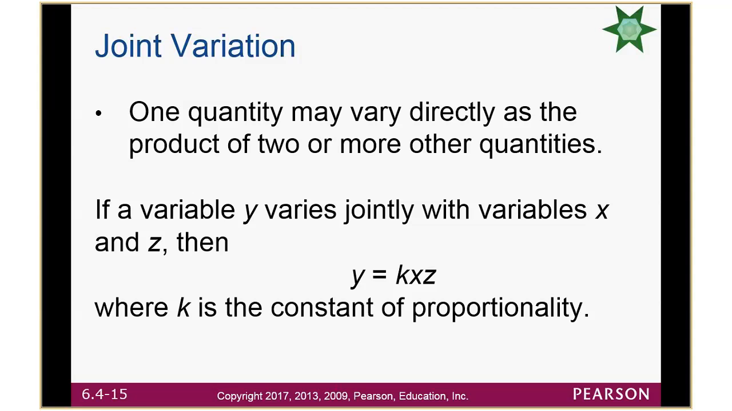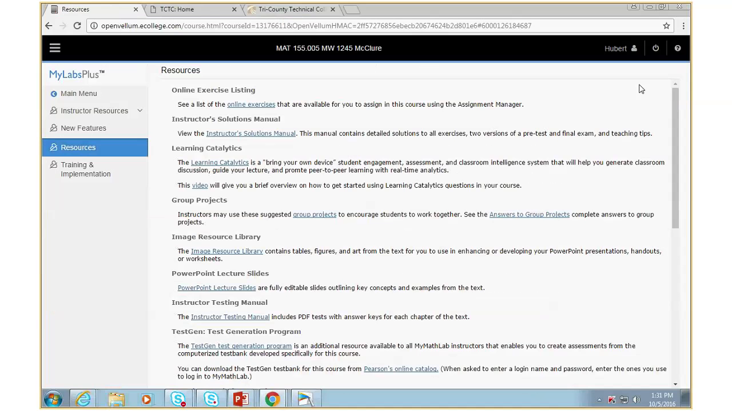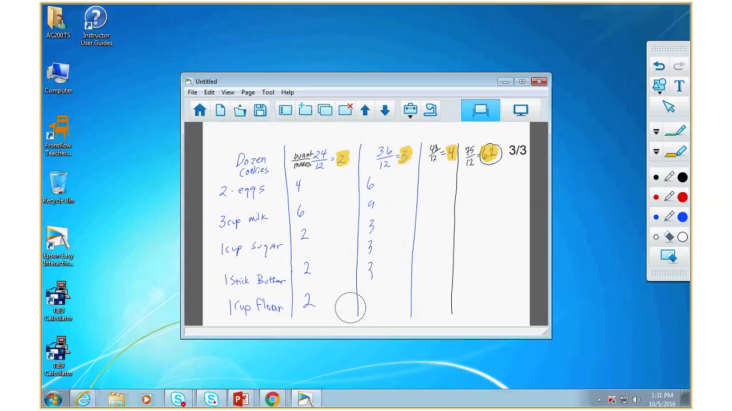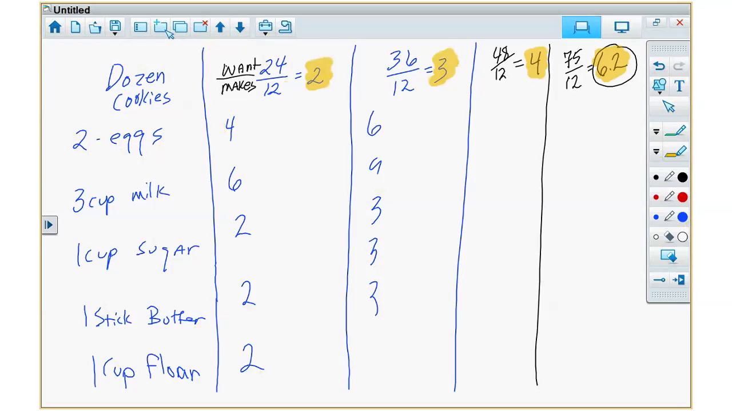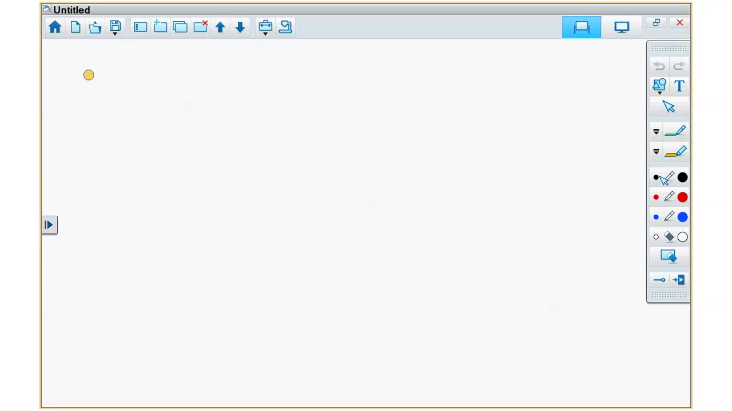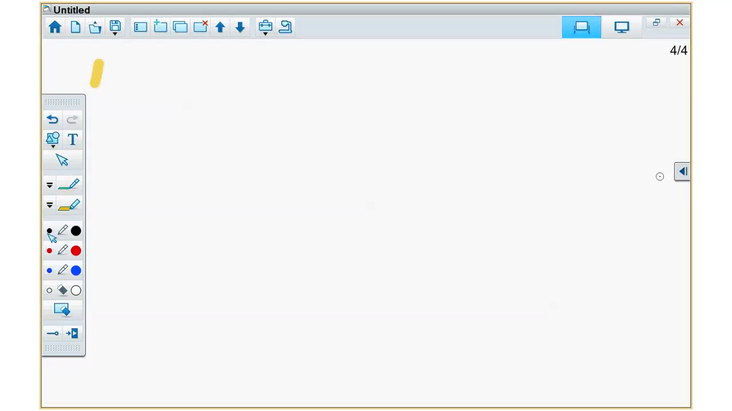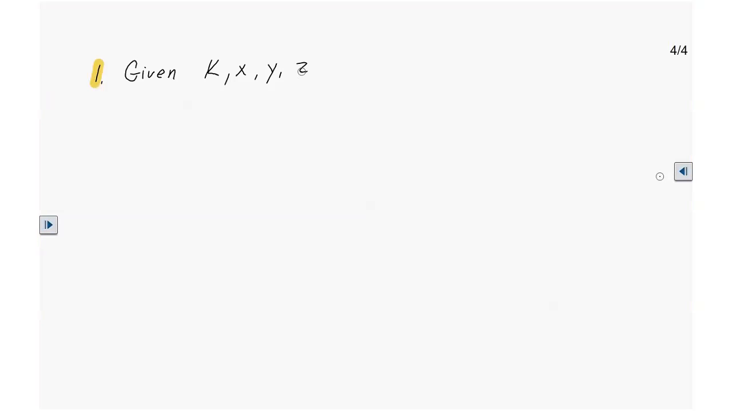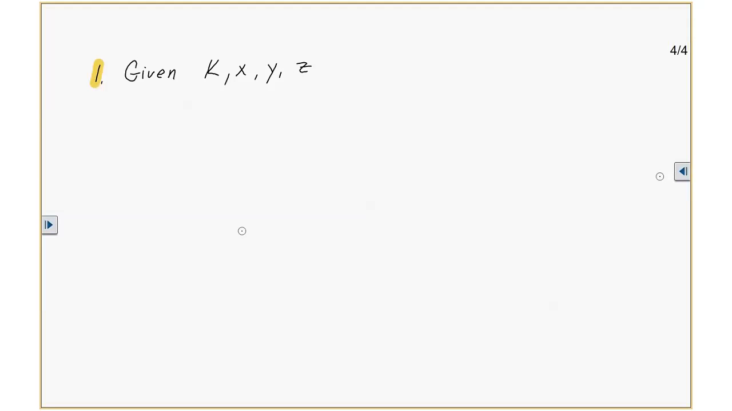Now there's three types of formulas. I don't teach like the book teaches, so bear with me, because I don't want to just show you a problem and do it. I want to show you what kind of problems you're going to have and go from there. There's three or four different types of problems with these variations. One, you're going to be given K, X, Y, and Z. You're going to be given different variables.